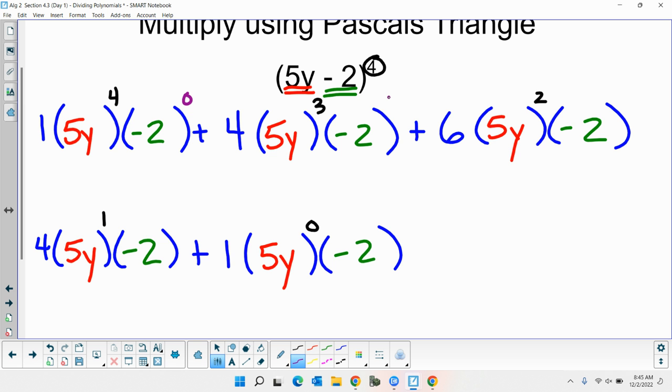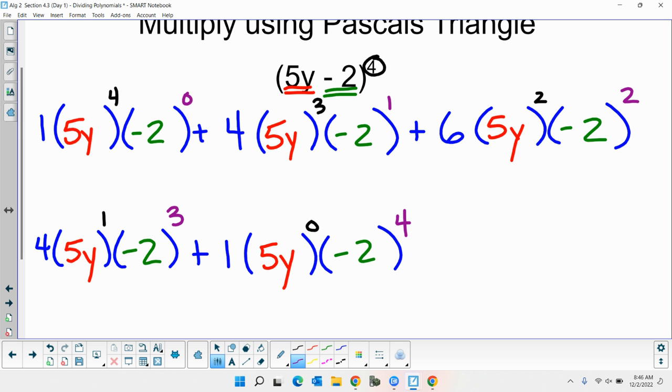Okay, Sky? Does that make sense? Might not make sense, but that's how I told you to do it, right? Start at 4 for the first set of parentheses, go down by 1s. Start at 0 on the second set of parentheses and go up by 1s. If you add your exponents together, they should always add up to the original exponent, which is 4. Okay? So now we have it set up. So now I just put it in my calculator to find my answers.